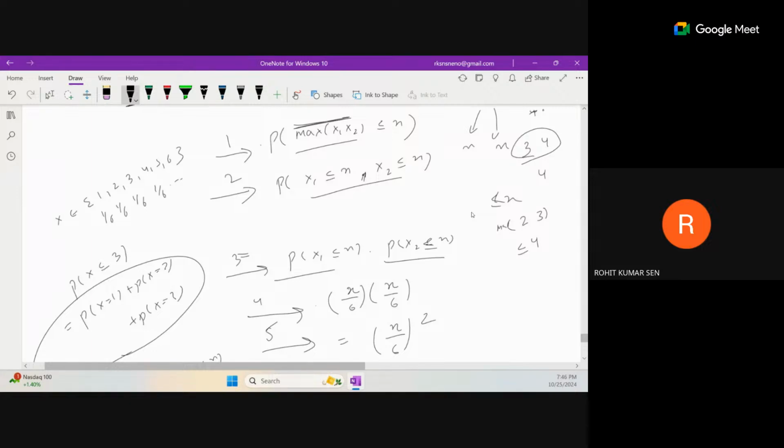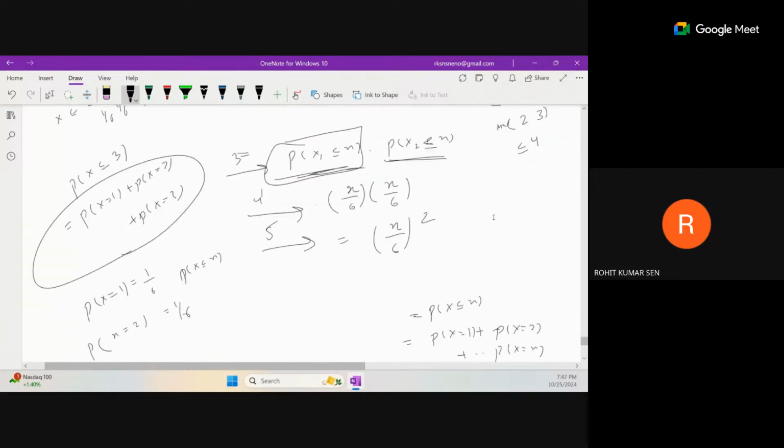Now my x1 and x2 are independent. If you read the question, it was written that you are rolling two dice independently, and x1 is defined on the first die, x2 is defined on the second die. So x1 and x2 are independent. So I can write the joint as a product of marginals. Here I had the joint, and I write it as the product of marginals: probability of x1 less than or equal to x, times probability of x2 less than or equal to x. What is the probability of x1 less than or equal to x?